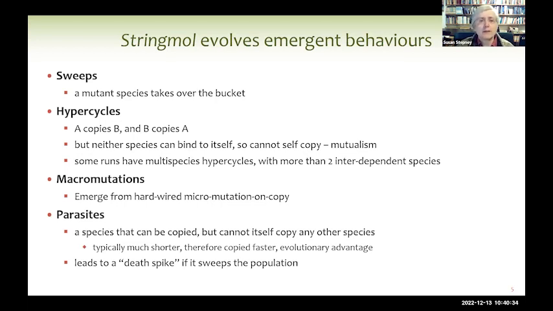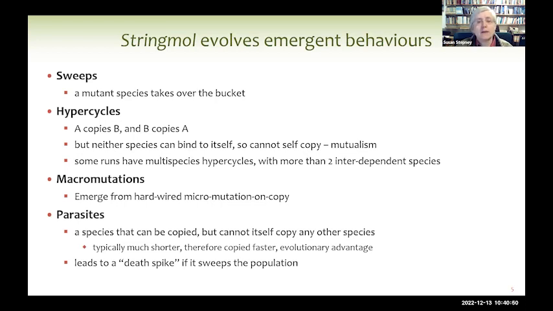So a parasite is a species, a kind of string that can be copied, but itself does not copy any other species. And the parasites are typically much shorter strings, and so they're copied faster. And so they have an evolutionary advantage because of that.